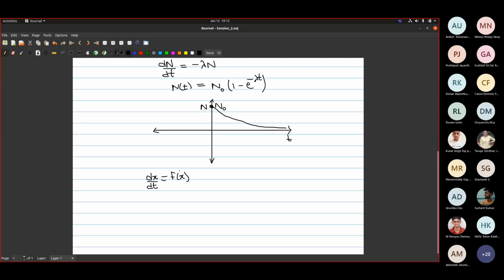I had a doubt. If we substitute t equal to 0, the value of N(0) will tend to 0, no? Okay, fine. I think I made a mistake. It's an increasing curve. One second. It will be just N naught times e to the power minus lambda t.